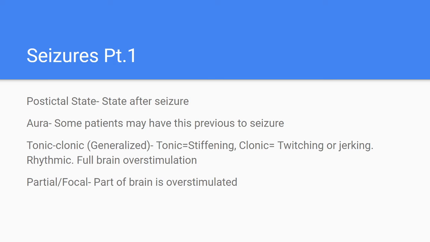With this, you'll have some patients who have auras before these, where they'll see or smell something that shows them they're going to experience a seizure. And the postictal state happens after every seizure. The big way to remember a postictal state is it's like your brain rebooting.